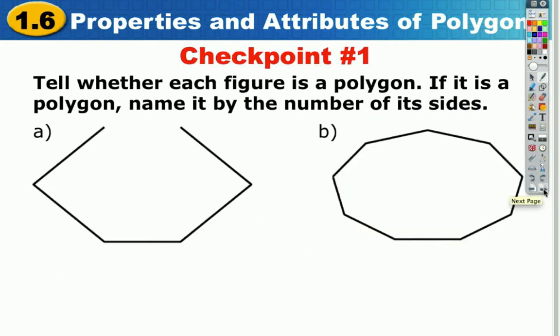You do not have to copy anything. I need the answers to my questions. Checkpoint number 1. Tell whether it's a polygon, and if it is, name it. You've got 1 minute.